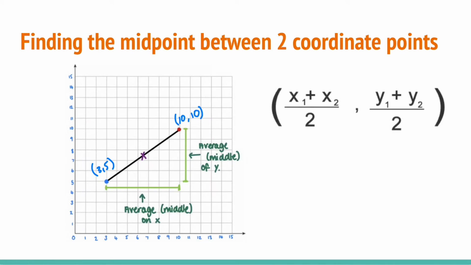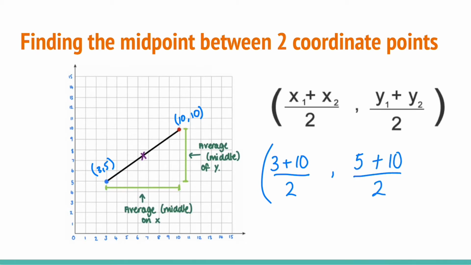And therefore we can now find the midpoint between them. So we take the two x coordinates first and divide by 2. So the two x coordinates are 3 plus 10. So that's the average of the x. And then we're going to do the same for the y. So the y coordinates are 5 and 10.